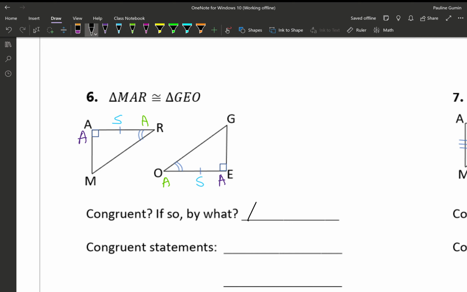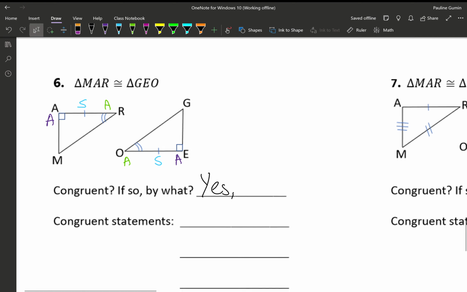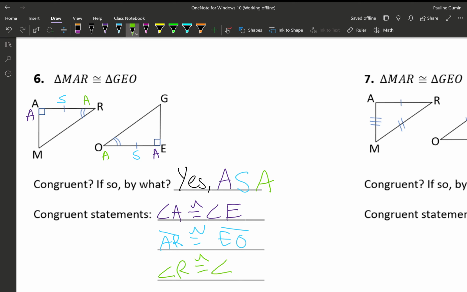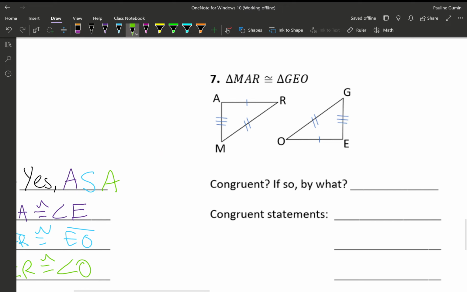All right, so yes, let's write down the congruent statements. First, the angle that is congruent is that right angle they both have, which is angle A and angle E. Then they have a congruent side, which is AR and EO. And they finish up with another congruent angle, which is angle R and angle O. Fantastic. Let's take a look at number 7.